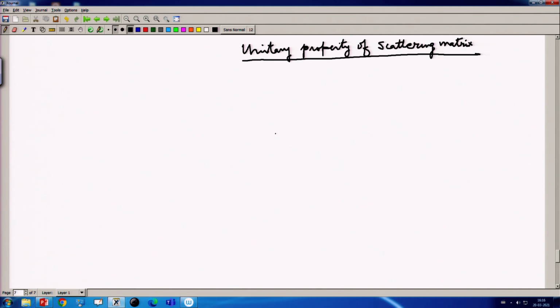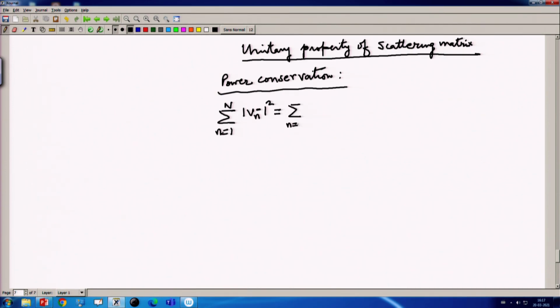Now, the power conservation theorem states that the sum of the incident power, which is appearing on the right hand side, is equal to the total reflected power, which is appearing on the left hand side.